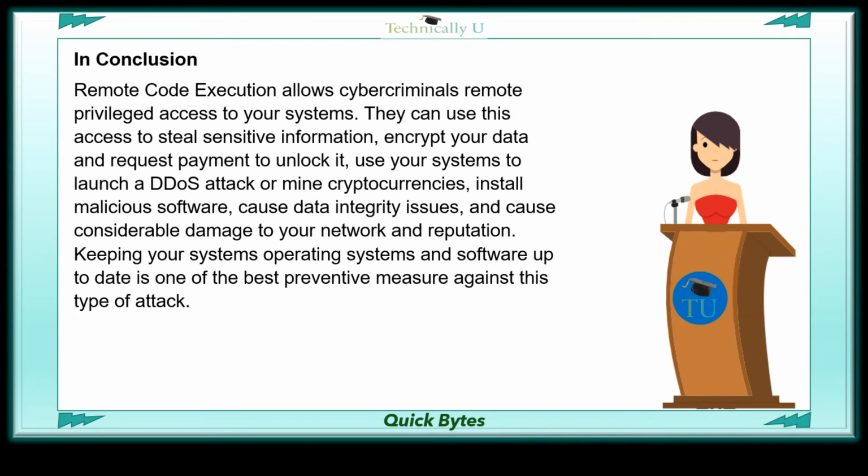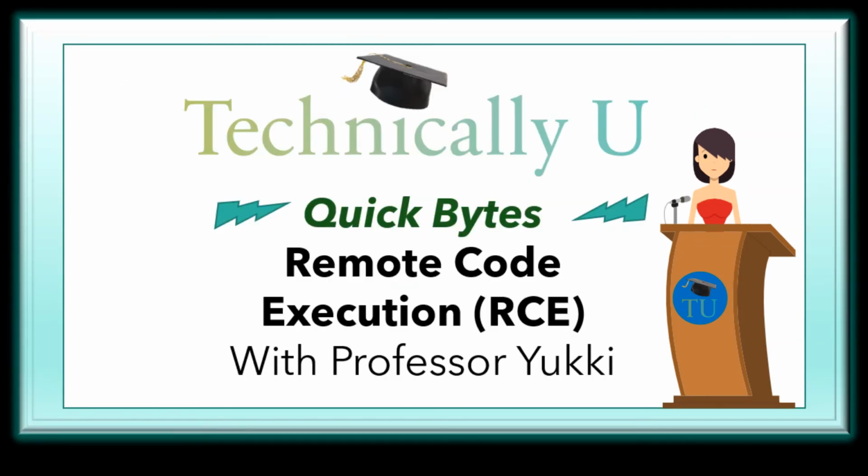In conclusion, remote code execution allows cybercriminals remote privileged access to your systems. They can use this access to steal sensitive information, encrypt your data and request payment to unlock it, use your systems to launch a DDoS attack or mine cryptocurrencies, install malicious software, cause data integrity issues, and cause considerable damage to your network and reputation. Keeping your operating systems and software up to date is one of the best preventive measures against this type of attack.